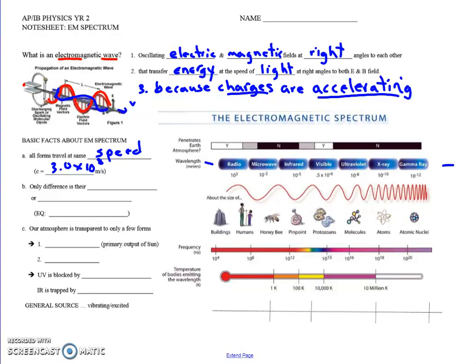The only difference then in the different parts of the EM spectrum are their wavelengths, okay, or frequencies.